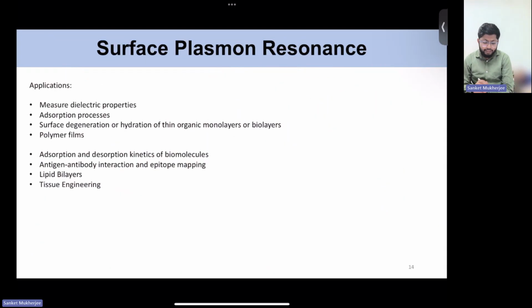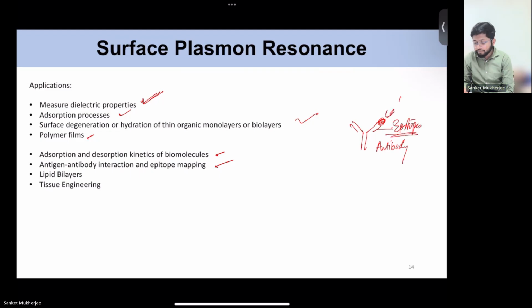But regarding SPR, if we talk about its applications, it can be used to measure dielectric properties, adsorption process, surface degeneration or hydration of thin organic monolayers or bilayers, polymer films, adsorption, desorption kinetics of biomolecules, antigen-antibody interaction and epitope mapping. So antigen-antibody interactions are the most common interactions. So this is, let's say, antibody. And here the antigen binds, and these are called epitopes, right? This kind of binding interaction can also be studied. Lipid bilayers and tissue engineering are other examples.